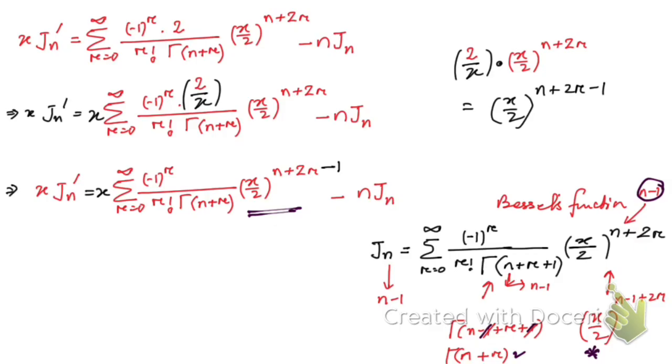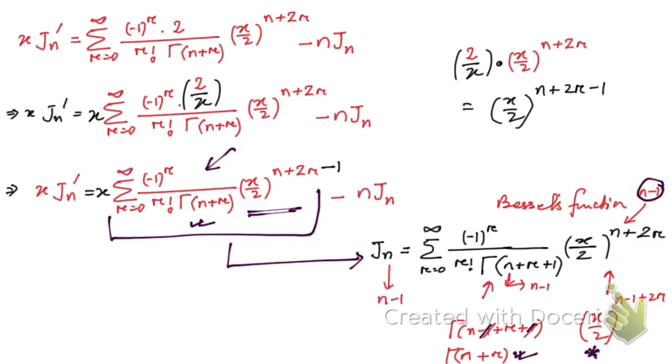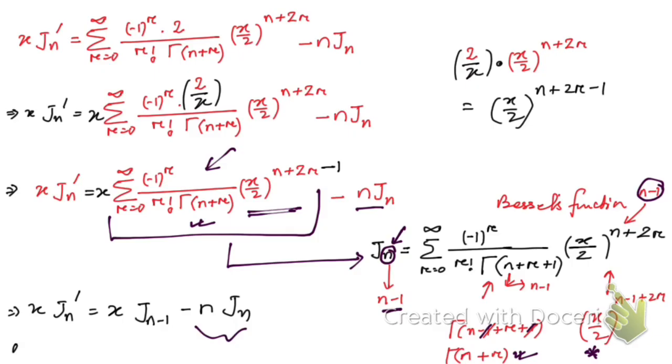So you can say that this is j n minus 1. So you can write this j n minus 1 because we have replaced. So this term is the result obtained from this Bessel's function if you replace the n by n minus 1, right? Hope you are getting my point. So if we do that, then what we're gonna have here, x into j n minus 1 minus n into j n. This term is this one, right? Hope you have understood this. So this part is replaced by j n minus 1.